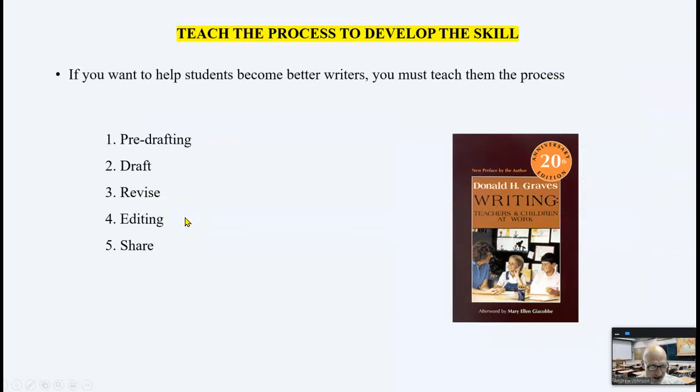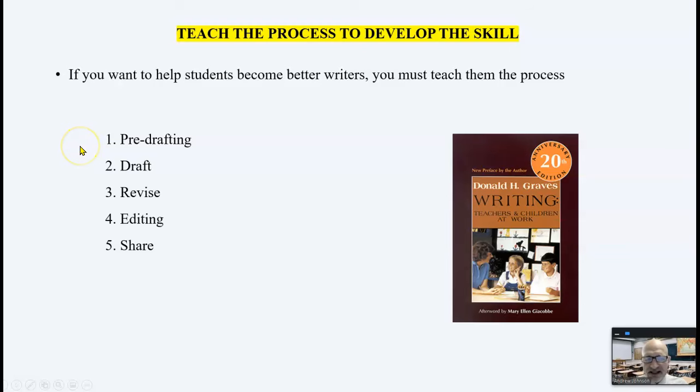All right. Another important thing is that you teach the process. If you're serious about developing students' ability to write, you teach the writing process to develop writing skills. This is the 5-step writing process. It's been around for a long time.